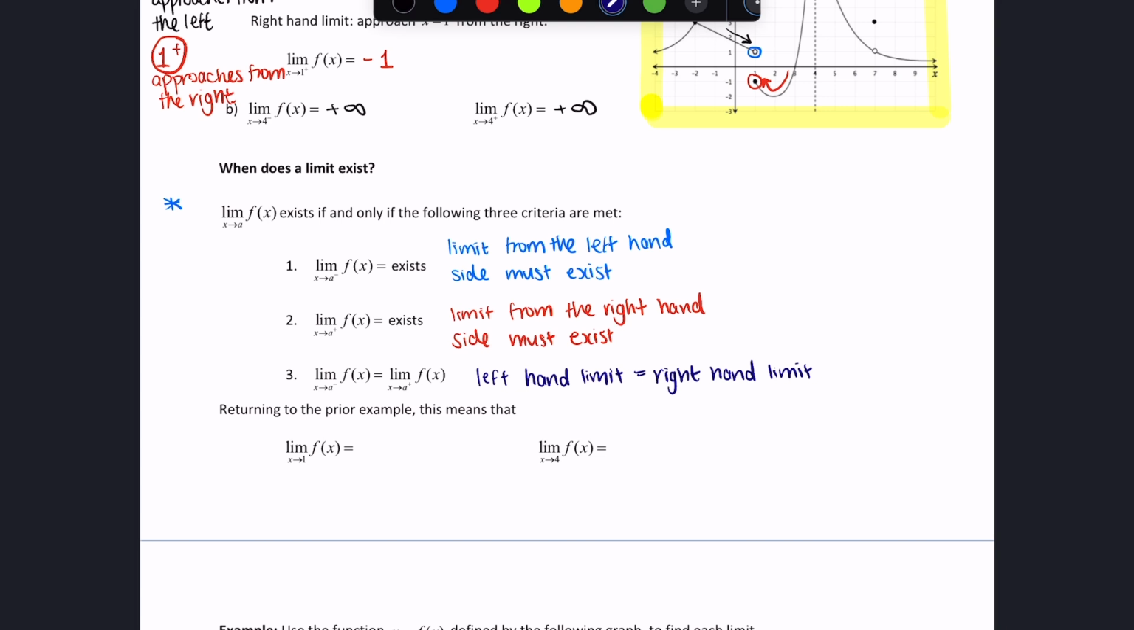So returning to that example, we saw that the limit as x approaches 1 from the left was positive 1, but when we looked at x approaching 1 from the right hand side, we saw that it was negative 1. So we see here that they are different. And so again, that means that this limit does not exist. We can write it as DNE, or does not exist.